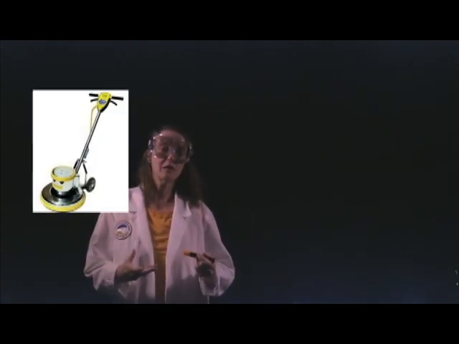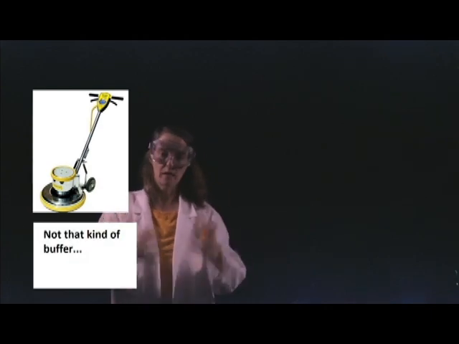Buffers are pretty much what you think they are. They resist changes in pH. What we're going to do today is calibrate a pH probe. You've done that before. You do it again with your pH 4 and pH 7 solutions, and then we're just going to measure the pH of different solutions.